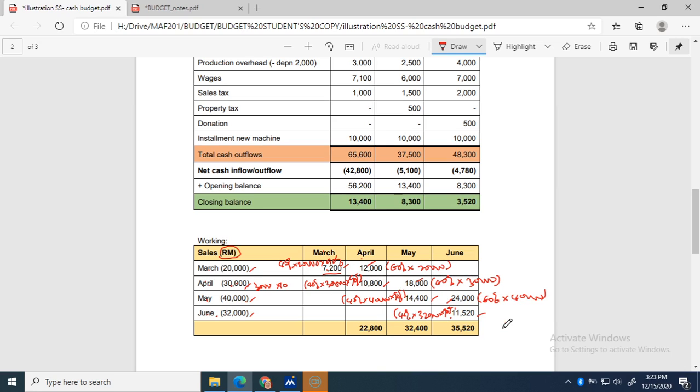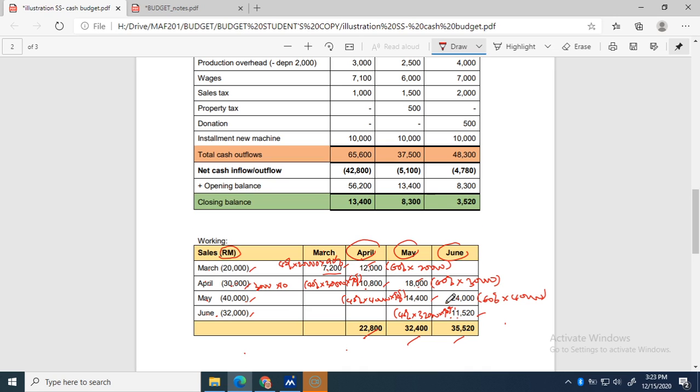So we do not have to record that here in the working because in the cash budget, we only prepare for the second quarter, April, May, and June. So you total up the amount received from sales for April, May, June. 12 plus 10,800, you get 22,800. May 18 plus 14,400, 32,400. June 24 plus 11,520, you get 35,520. So this is the cash collection for the second quarter.